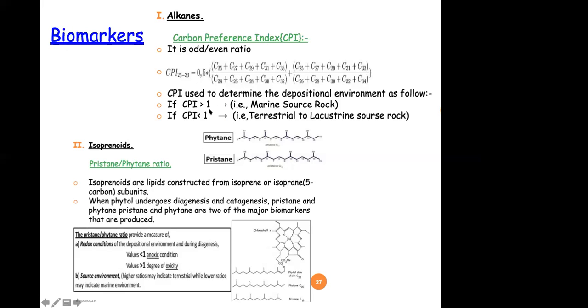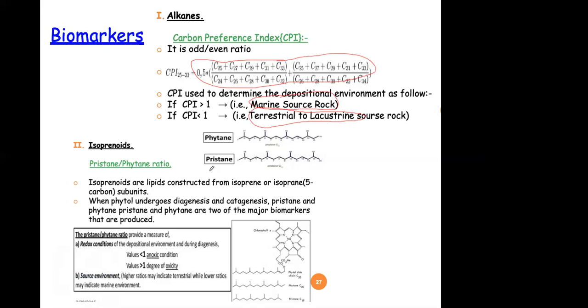Based on their ratio, you can identify in what type of depositional environment the shale was deposited, whether it is coming from a marine environment or from a terrestrial environment. This is the equation for the carbon preference index. I'll give you this PPT and you can get the equation from there. If the CPI value is greater than 1, it indicates a marine source rock. If it is less than 1, it indicates a terrestrial to lacustrine source rock.